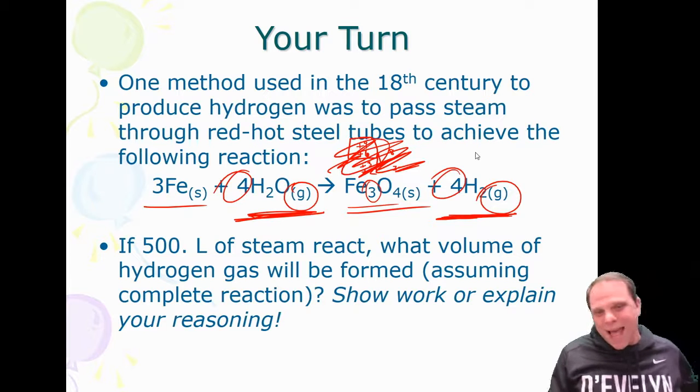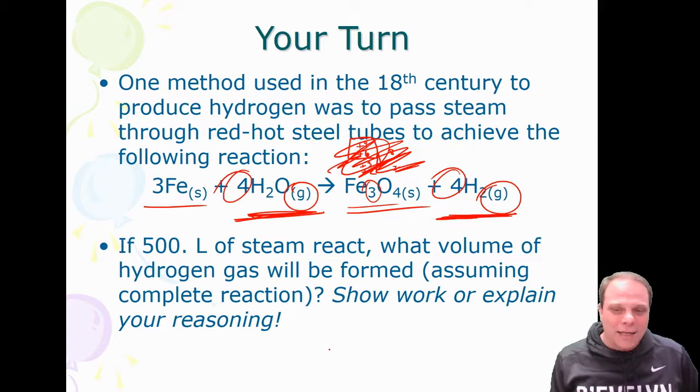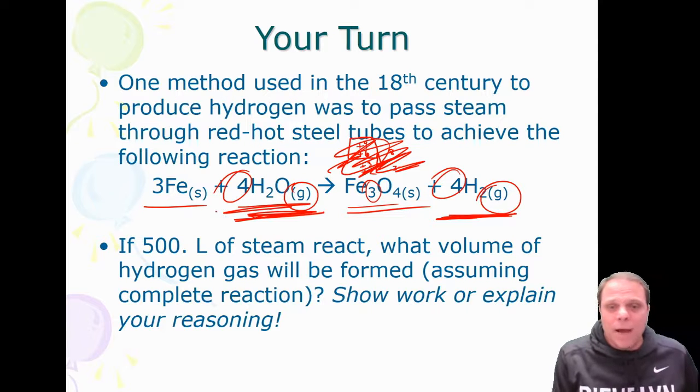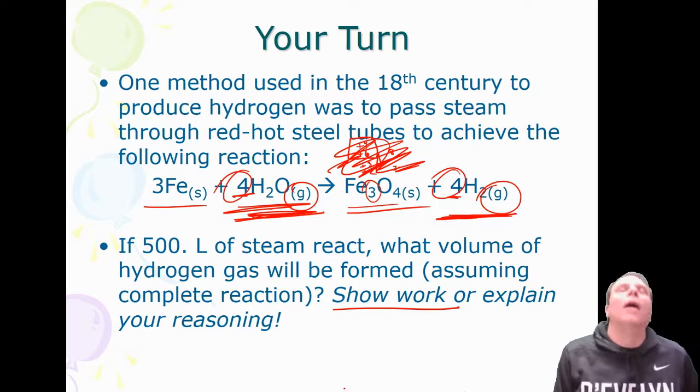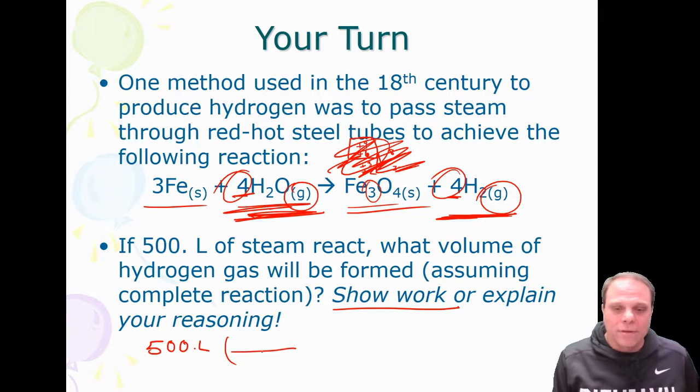All right, so 500 liters of steam react. What volume of hydrogen gas? So here's our steam, and the hydrogen gas will be formed. Pretty easy, right? Because I've got a 4-to-4 ratio, which is like a 1-to-1 ratio. Ah, man, Powers is making me show my work. Okay, fine, I'll show my work. I've got to do 500 liters. I could even do this one in my head.